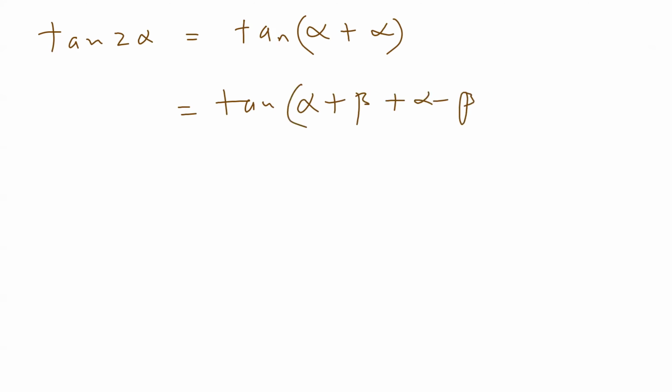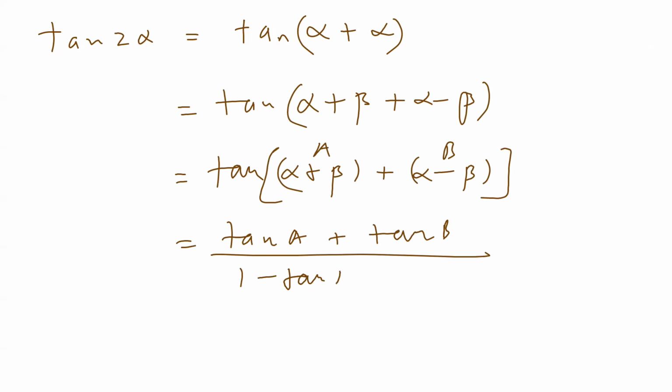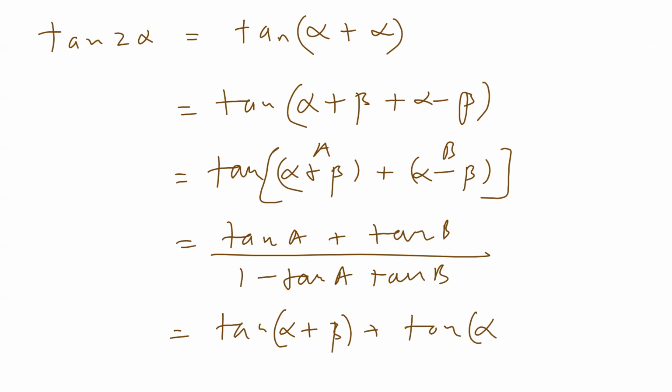Now tan 2 alpha can be written as tan alpha plus alpha, which can be further written as add beta and subtract beta. Okay. So this is tan alpha plus beta plus tan alpha minus beta. So this is A and this is B. So tan A plus tan B upon 1 minus tan A tan B. So tan A is alpha plus beta plus tan B, tan B is tan alpha minus beta, 1 minus tan. Put the values of A and B, I mean.